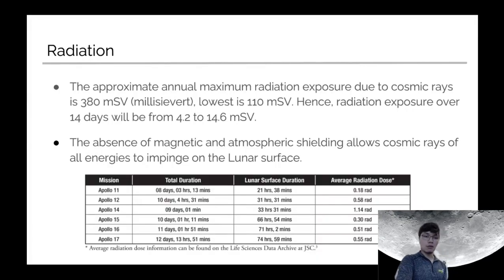Now for radiation along the lunar surface. The approximate annual maximum radiation exposure due to cosmic rays is about 380 millisieverts. The lowest tends to be about 110 millisieverts. Hence, radiation exposure over 14 days will average about 4.2 to 14.6 millisieverts. The absence of a magnetic field and an atmosphere shielding the moon allows for cosmic rays of all energies to impinge on the lunar surface.